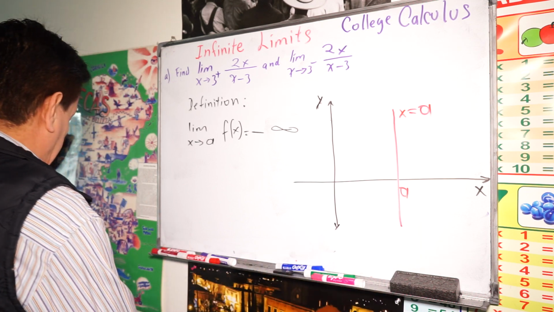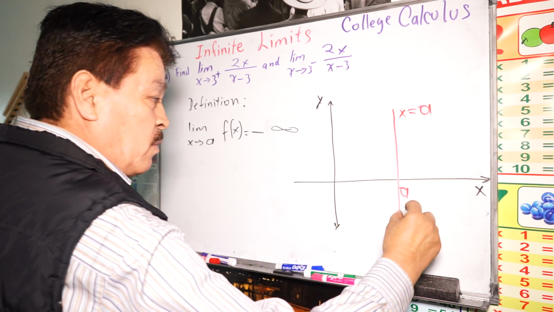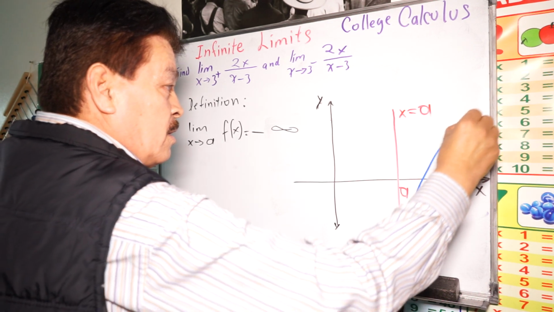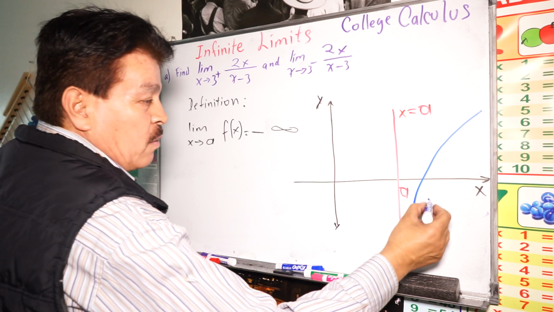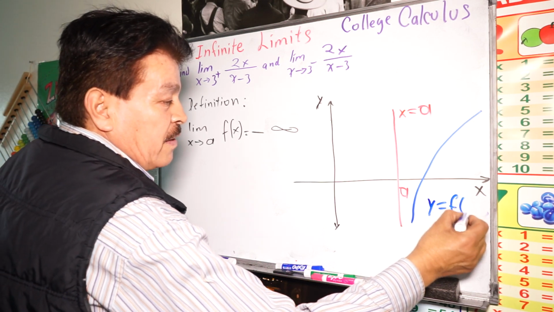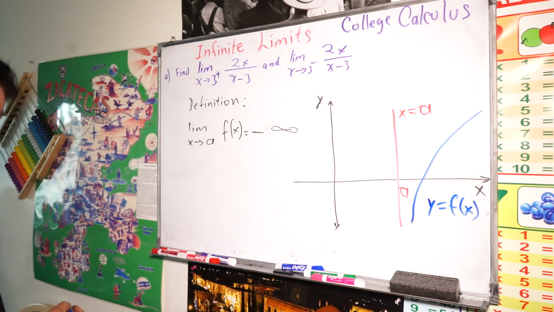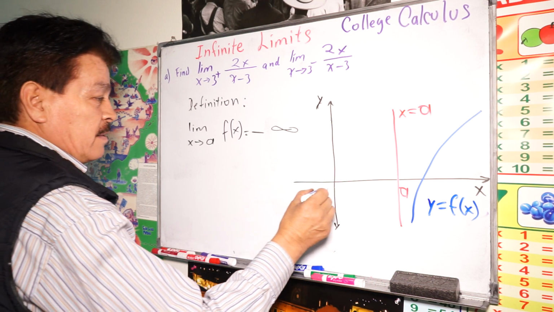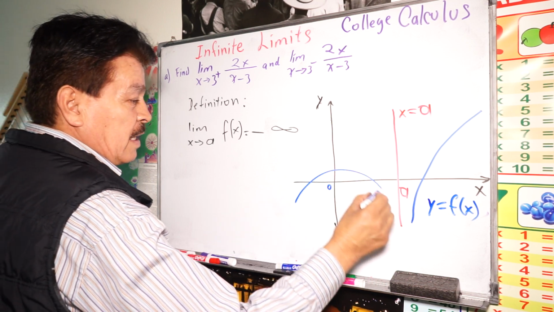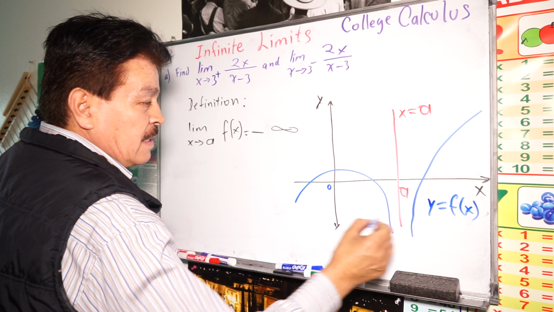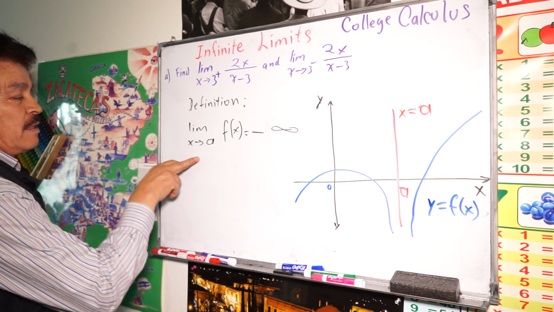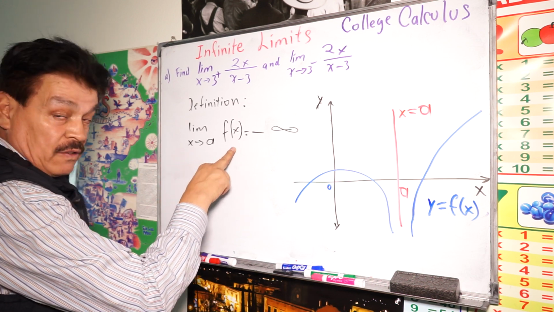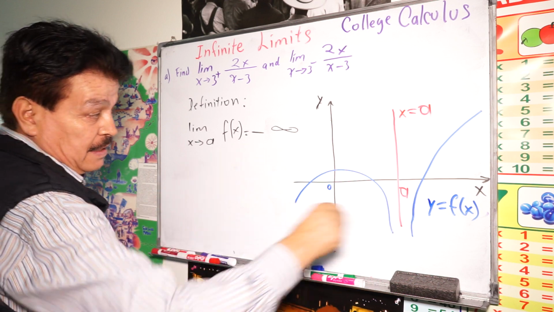Let's use the blue color, like this. This graph is y equals f of x, right? And on the other side is the origin. The graph looks like this. All right, something like that is what we're talking about in the definition of this kind of limit, when the limit as x approaches a of f of x is negative infinity.